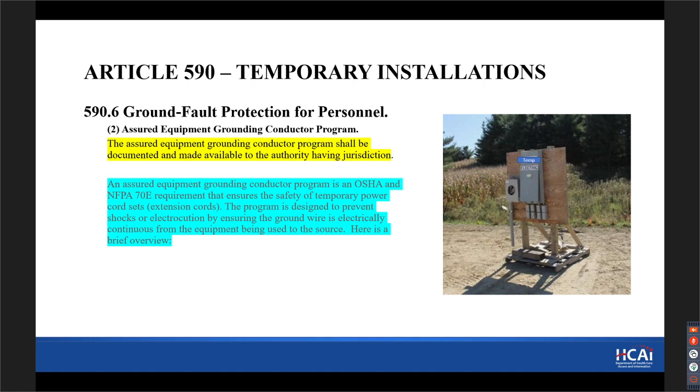Temporary installations, ground fault protection: the assured equipment grounding conductor program shall be documented and made available. So essentially, this is a new requirement that for temp power you have to have a program in place. You will see this on our TIO forms, so I want to make everybody familiar with this. An assured equipment grounding conductor program is an OSHA and NFPA 70E requirement that ensures the safety of temp power.